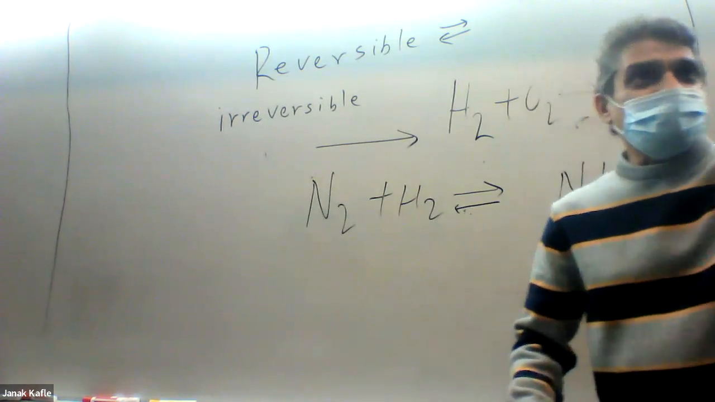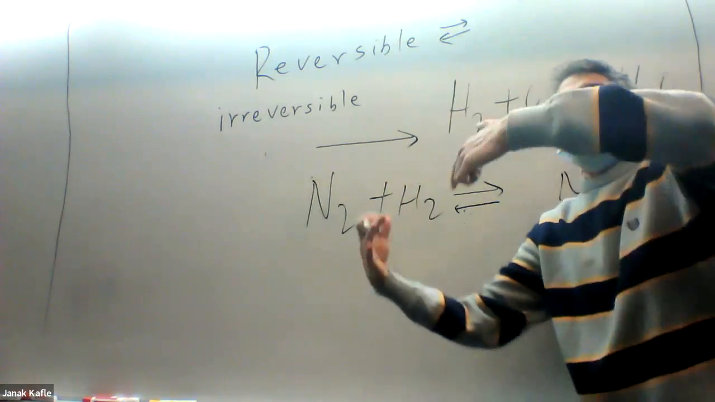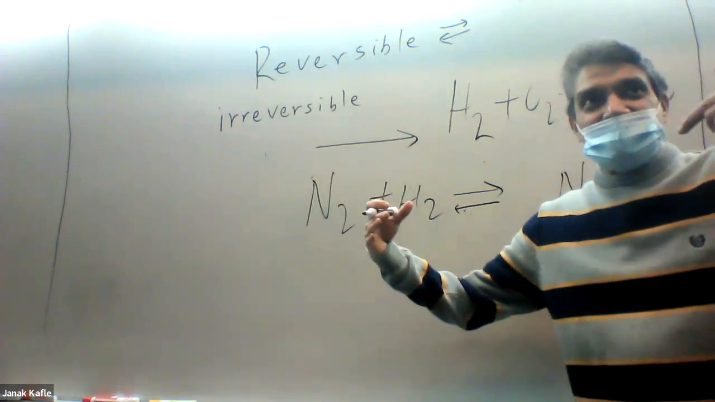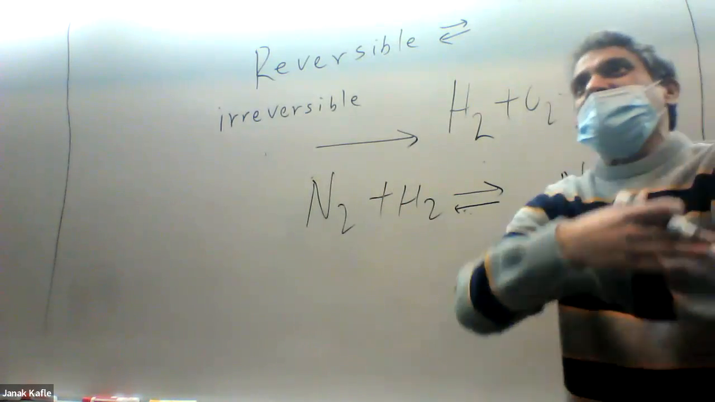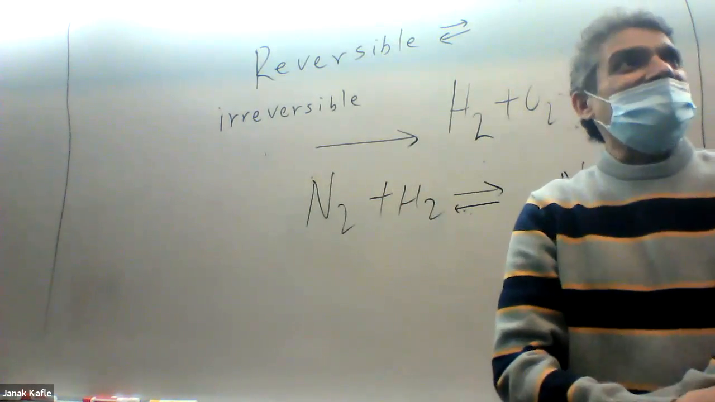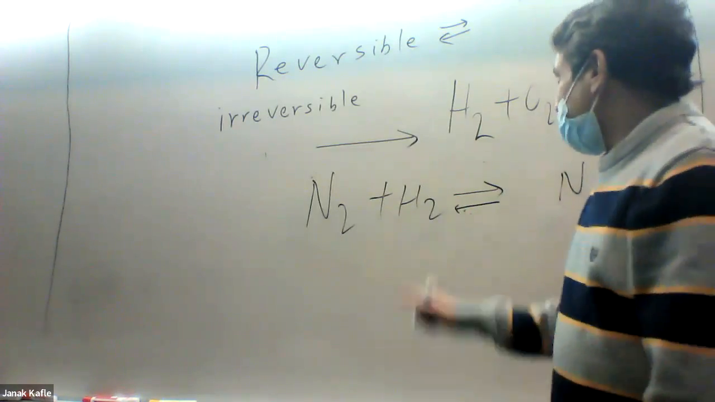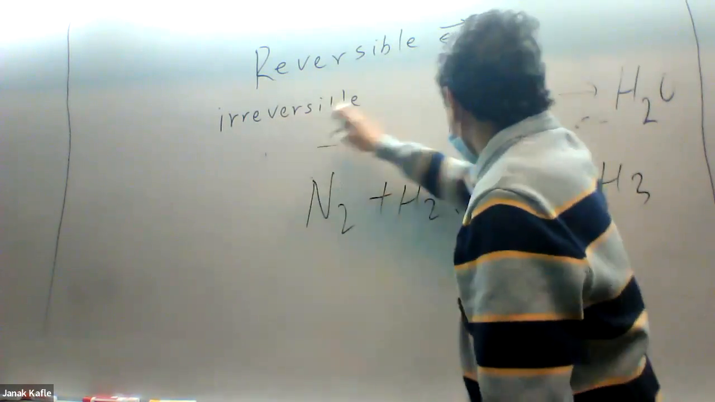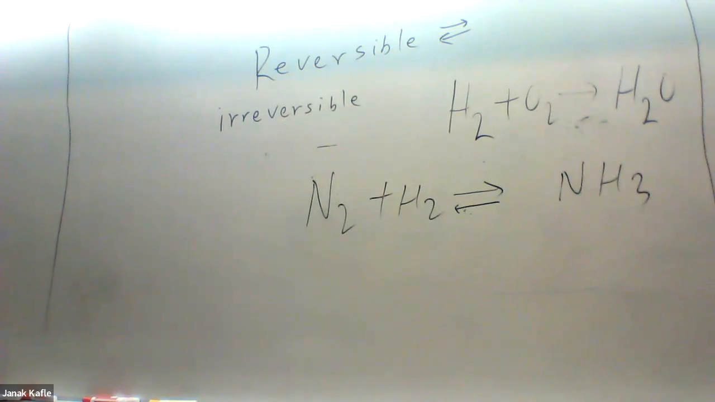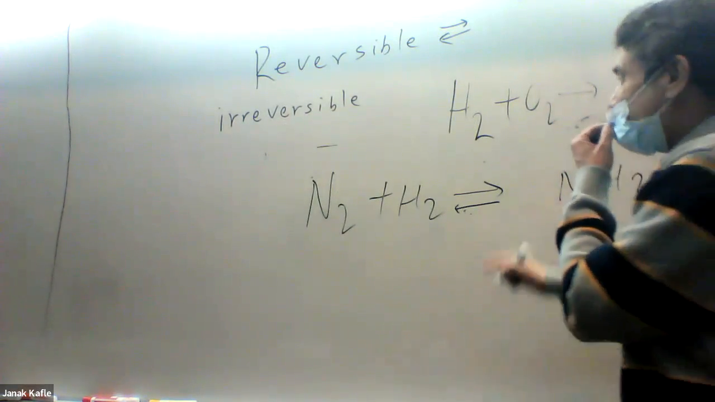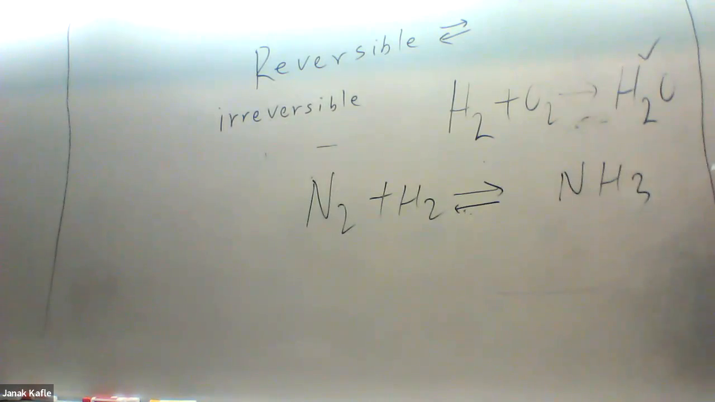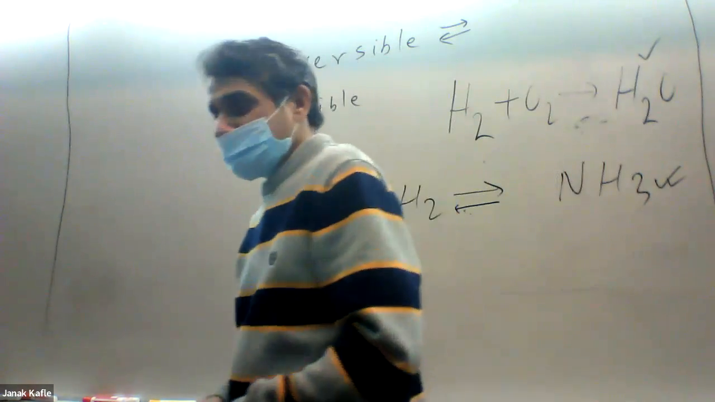So going forward and going backward is called reversible. If the speed of going forward and the speed of going backward is equal, that is called equilibrium. Everyone got that? So this is not reversible. This one is not reversible because there is only one way. Most of the reactions are like this. There are few reactions that are like this.